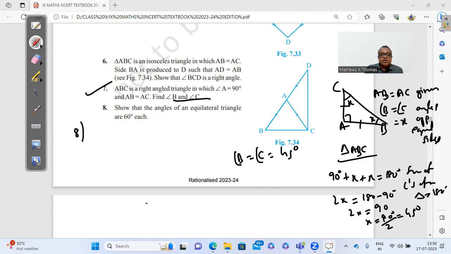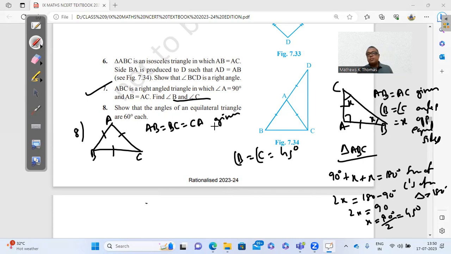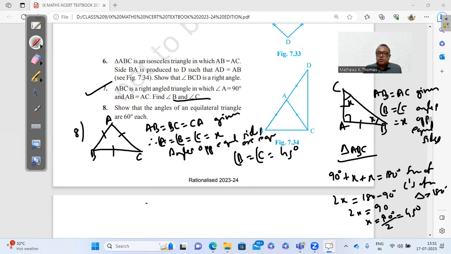Show that each angle of an equilateral triangle is 60. Now, what is the meaning of an equilateral triangle? An equilateral triangle is a triangle in which all the three sides are equal. So AB equal to BC equal to CA, given. If the sides are equal, then angles will also be equal. So we can say that A, B, and C are equal, and we will assume them to be X. Angles opposite equal sides are equal is the theorem. So if all the three sides are equal, three angles will be equal. So we are assuming the three angles as X.